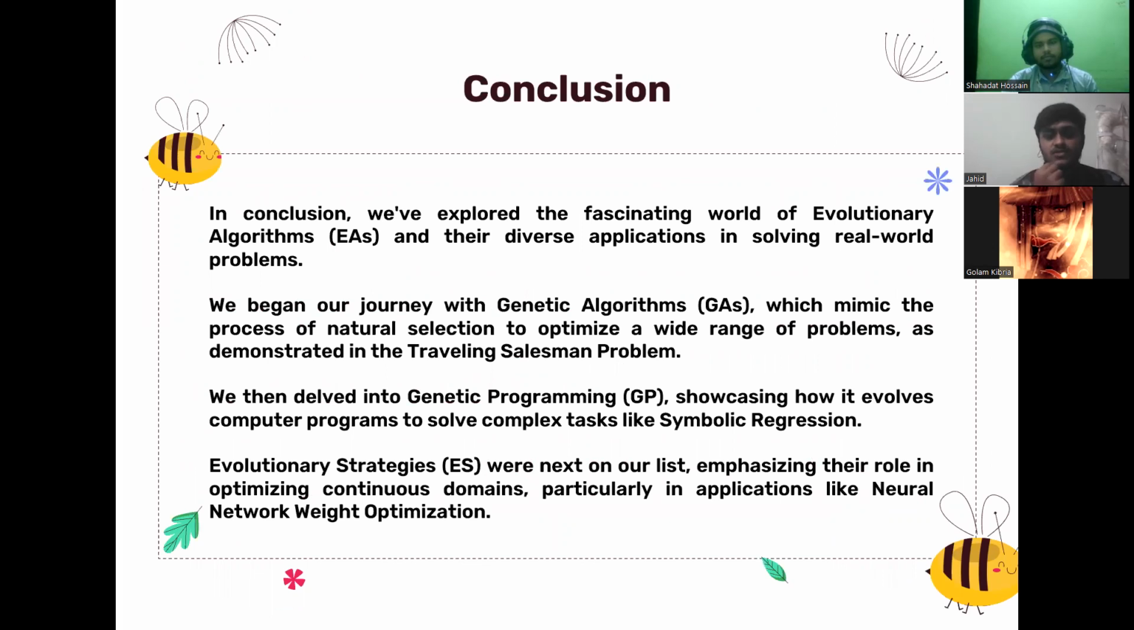So in the conclusion, we explored the fascinating world of evolutionary algorithms and their diverse applications in solving real-world problems. We began our journey with genetic algorithms, which mimic the process of natural selection to optimize a wide range of problems, as demonstrated in the traveling salesman problem. Then we delved into genetic programming, showcasing how it evolves computer programs to solve complex tasks like symbolic regression. Then we covered evolutionary strategies, emphasizing their role in optimizing continuous domains, particularly in applications like neural network weight optimization.